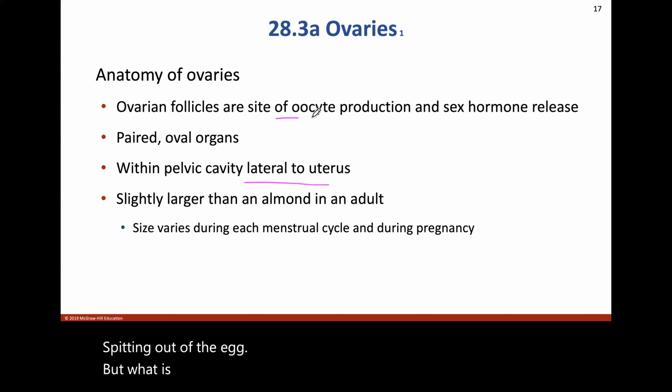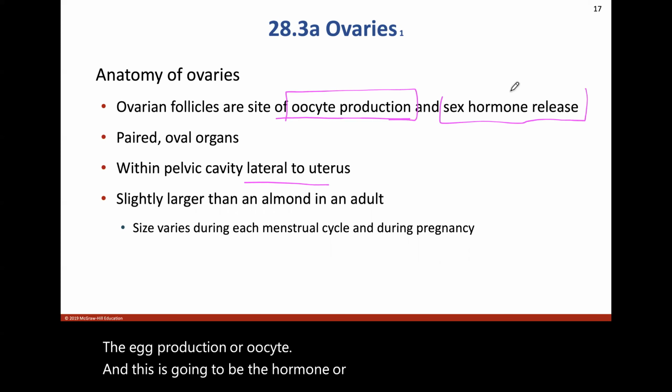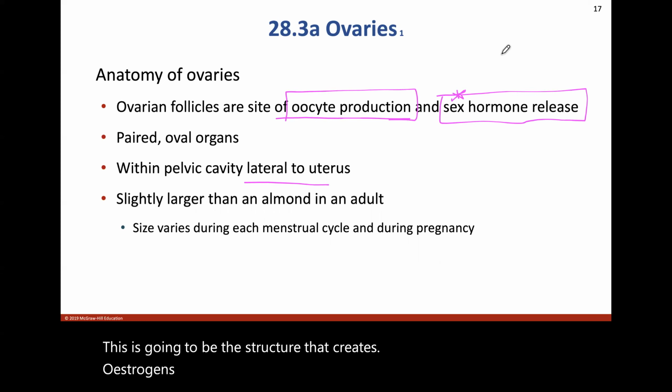This is the site where we get the egg production, or oocyte. This is also the structure that creates estrogens, progesterones, all the fun sex hormones that make you the woman that you are today.